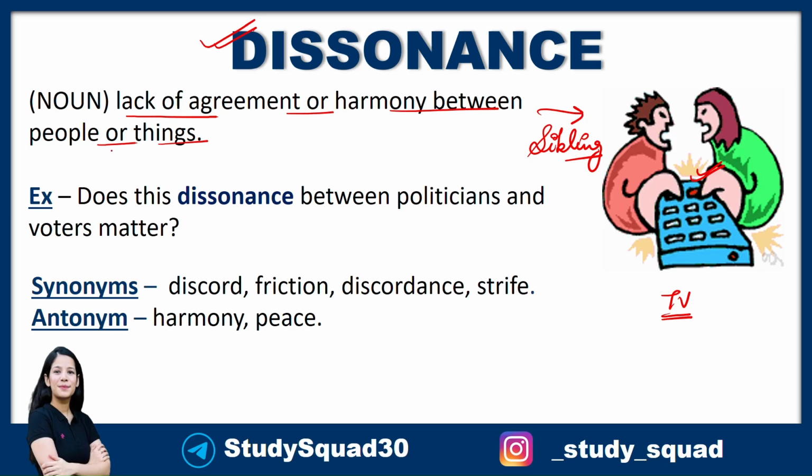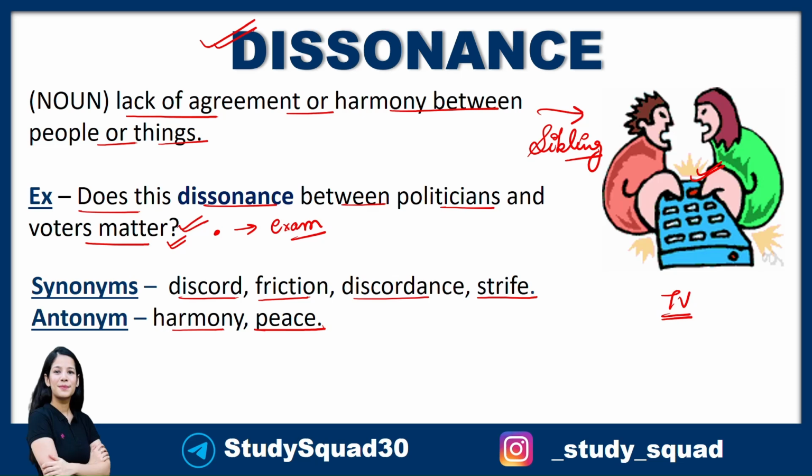The sentence here says, does this dissonance between politicians and voters matter? There's a question mark here. When you have a sentence with a question, you end it with a question mark, not with a full stop. Sometimes in your exams, they try to confuse you by putting both of them. So these are some of the mistakes which you could find. The synonyms here are discord, friction, discordance, and strife, and antonyms here are harmony and peace.